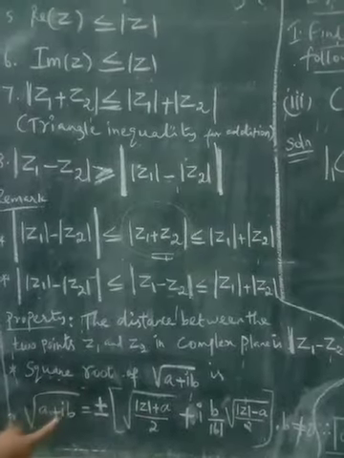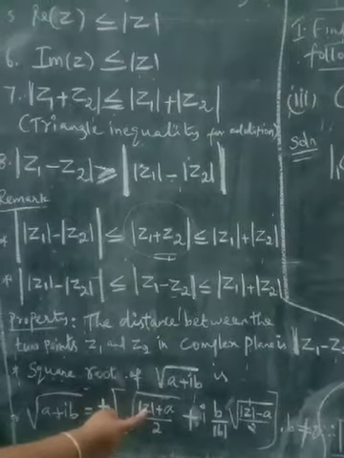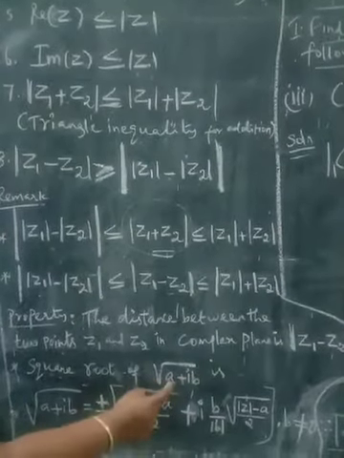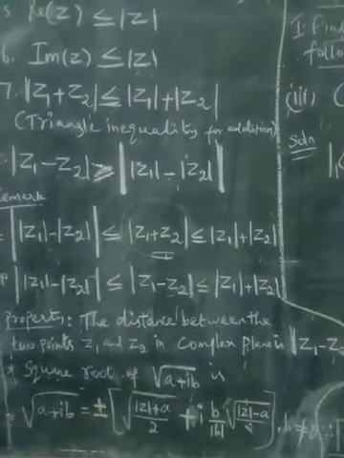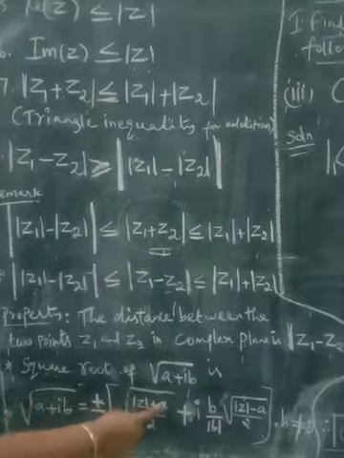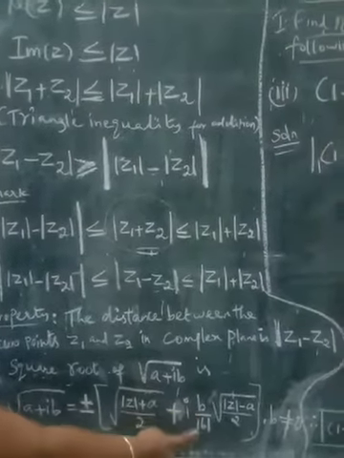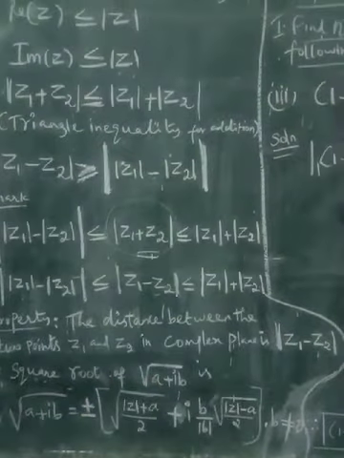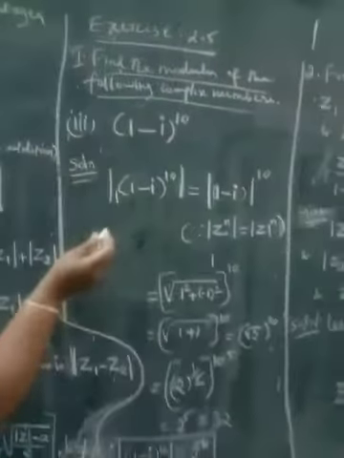While finding the square root, you have to find mod z. Already you know how to find mod z: square root of real part square plus imaginary part square. After that, write the a value here and the b value and its mod. Afterwards, you simplify and you will get the square root. Okay. Next, shall we go to the exercise problems?